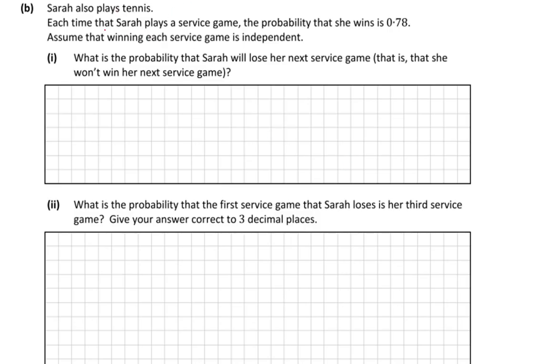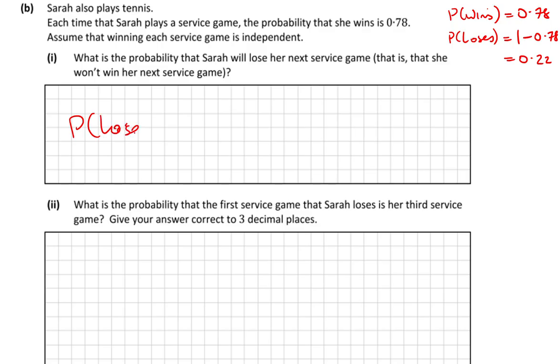Sarah also plays tennis. She's a real all-rounder. Each time that Sarah plays a service game, the probability that she wins is 0.78. Look at this again. The probability that she loses her service game is 1 minus 0.78, which is 0.22. I really don't understand why they give this same type of question. So, what is the probability that Sarah will lose her next service game? Well, this is like relative frequency based on the data we're just given.